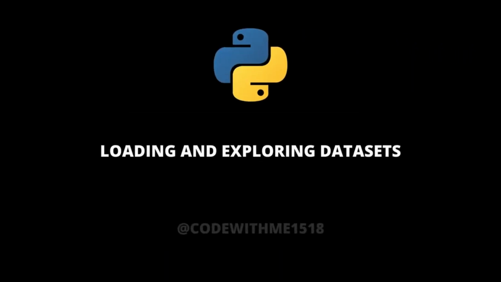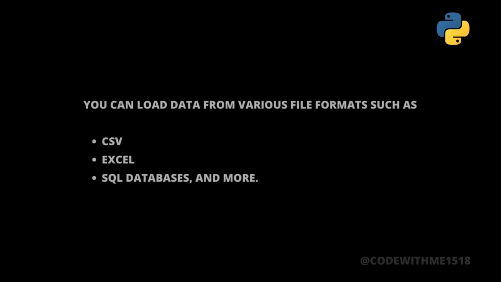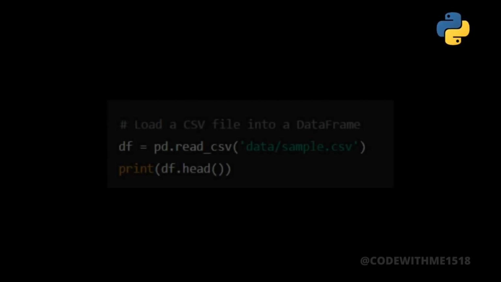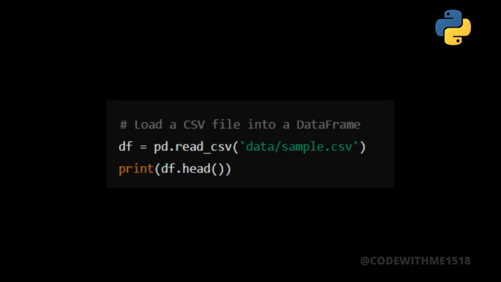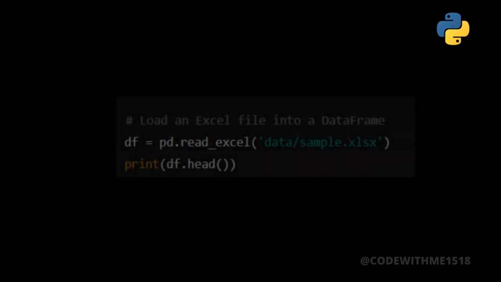One of the first steps in data manipulation is loading your dataset into a Pandas data frame. Let's see how to do that. You can load data from various file formats such as CSV, Excel, SQL databases, and more. Here's how you load a CSV file. The read_csv function reads the CSV file and stores it in a data frame. The head method displays the first 5 rows of the data frame, giving us a quick look at the data. You can also load data from Excel files.